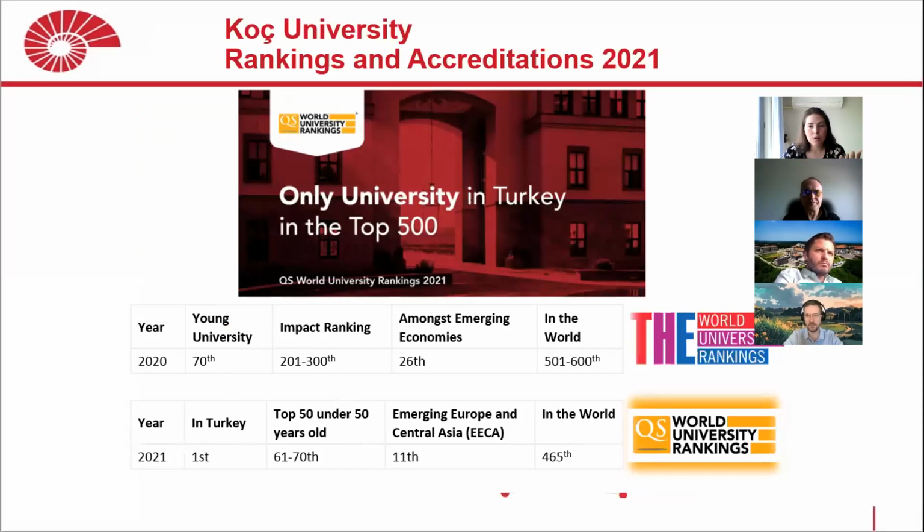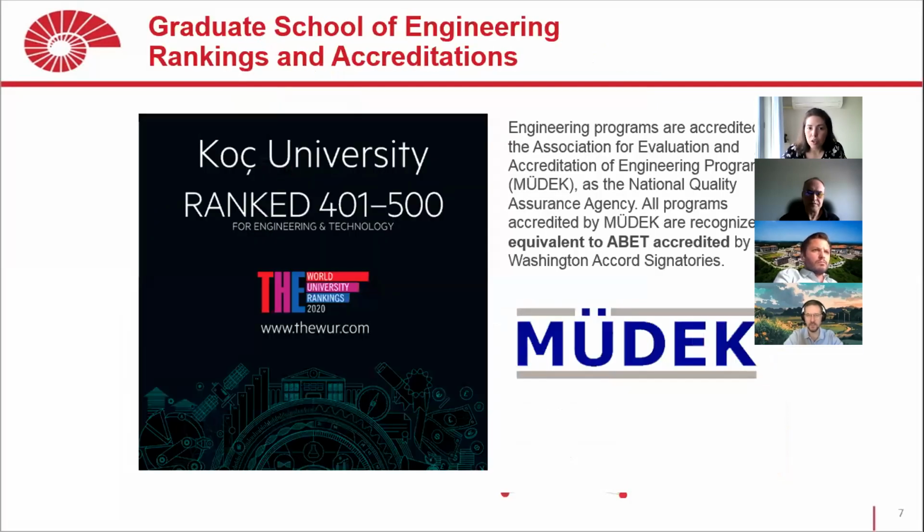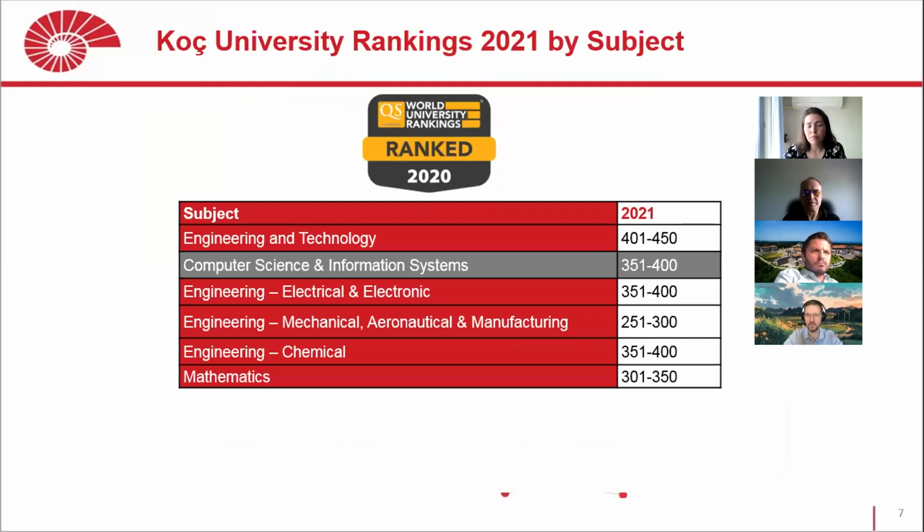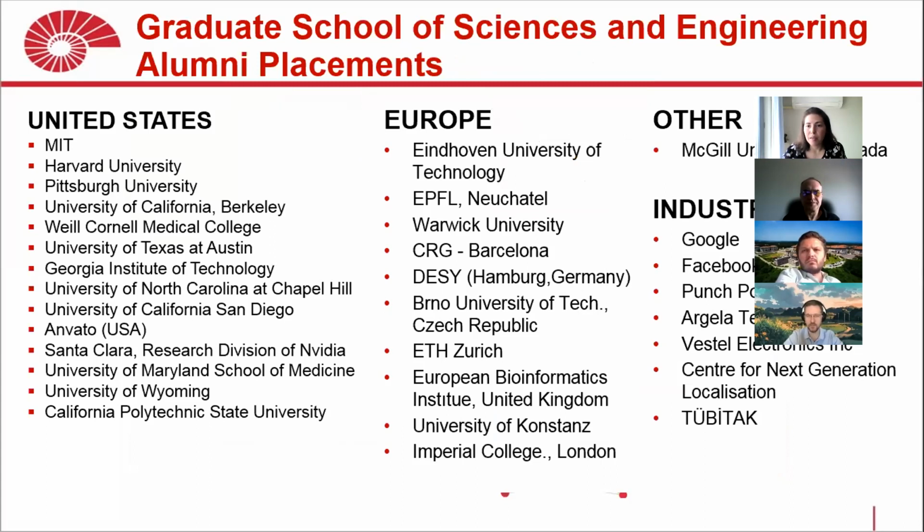So if you're interested to know a bit about how Koç University ranks within the region and worldwide, we are now the only university in Turkey in the top 500 by QS World University Rankings. We do very well as well in different categories such as young universities in emerging economies. In terms of engineering, we're now also amongst the top 500 universities for engineering and technology. And when we look at rankings by subject, for example, our computer science and information systems ranking is in the top 400 universities worldwide.